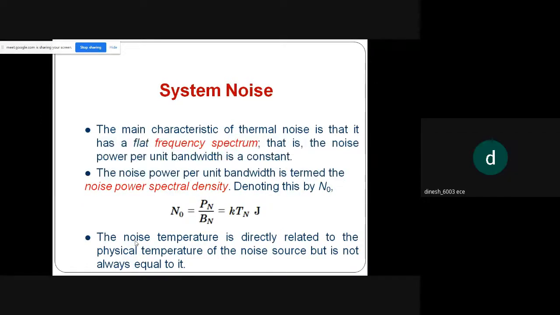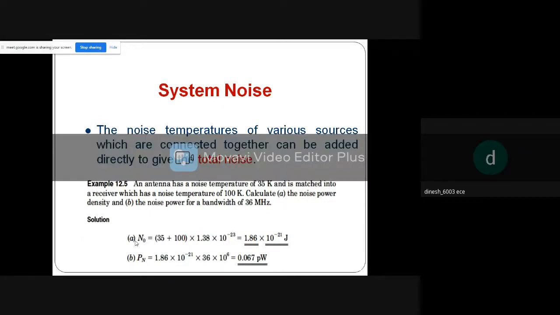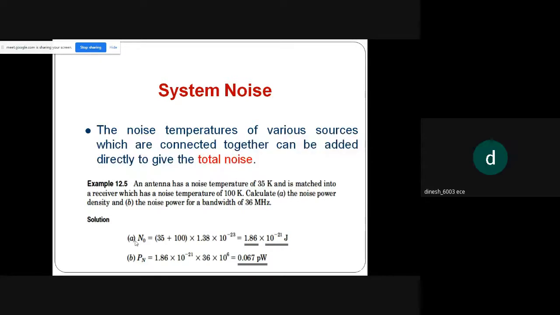Noise power density N0 is equal to Pn by Bn, which is K Tn, measured in joules. So here we have two temperatures: one is antenna temperature as well as receiver noise temperature. The antenna has a noise temperature of 35 Kelvin and the receiver has a noise temperature of 100 Kelvin. So add both of them. So we get 135 Kelvin.